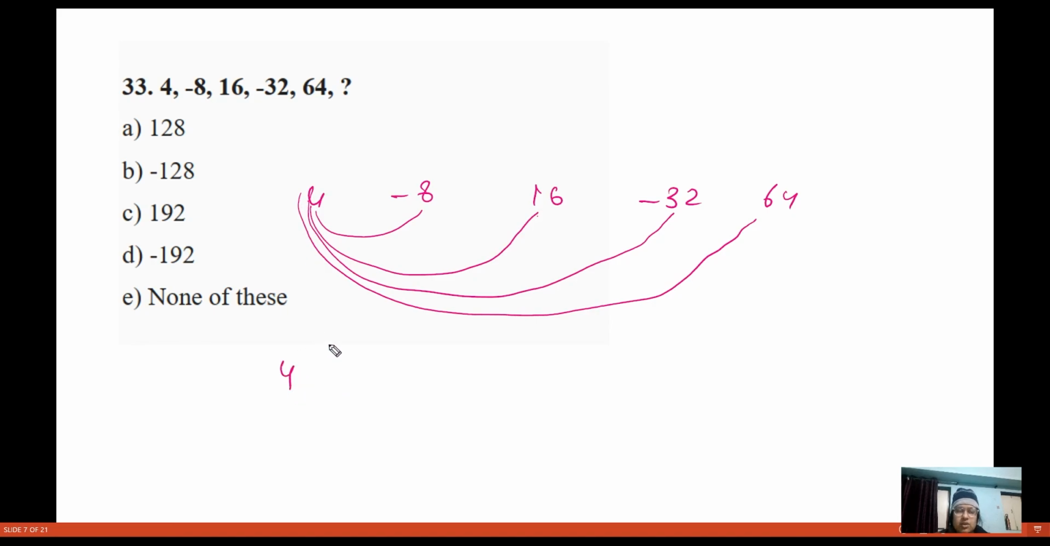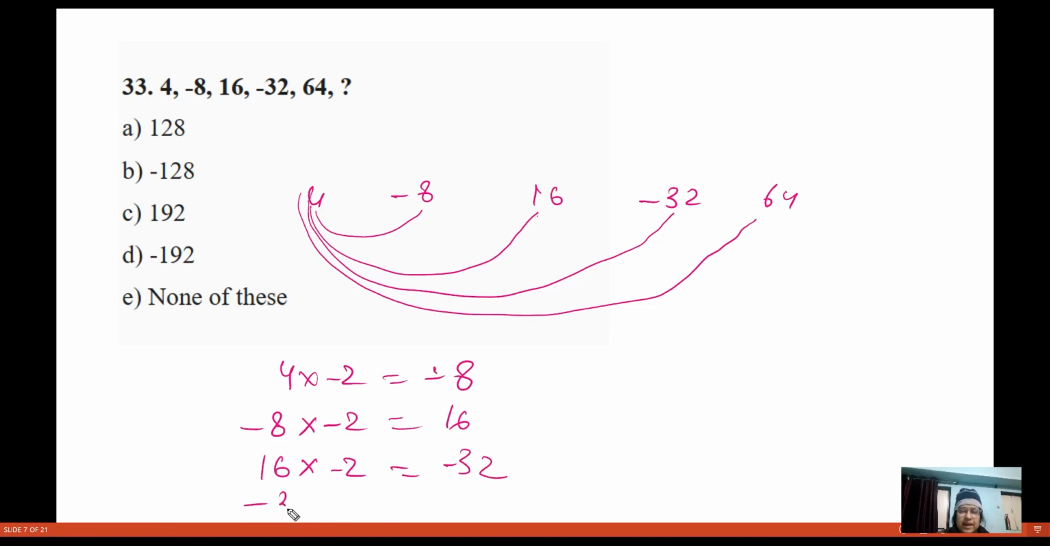So let us see, 4 into minus 2 is minus 8. Then minus 8 into, let's say, minus 2 is 16. Then 16 into minus 2 is minus 32. And then minus 32 into minus 2 is 64. So 64 into minus 2. Now see, you have to do nothing. You are just multiplying this by minus 2. So this is coming to be minus 128.